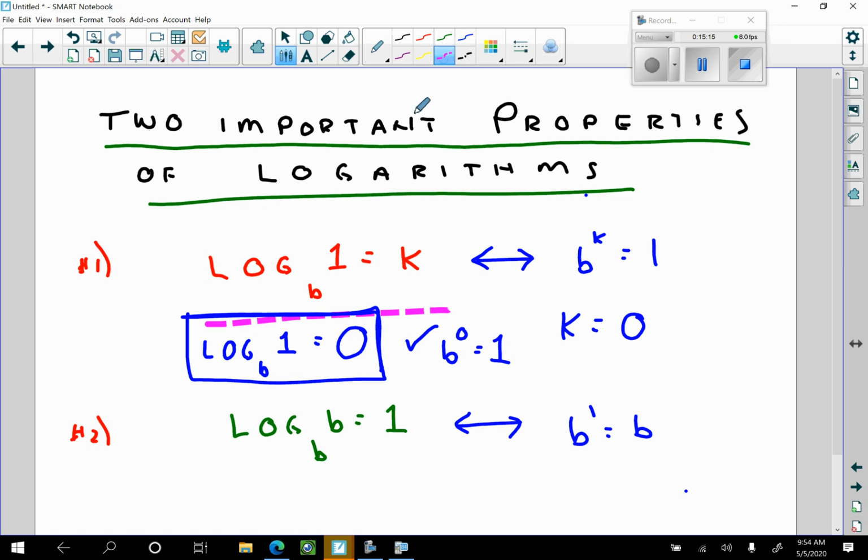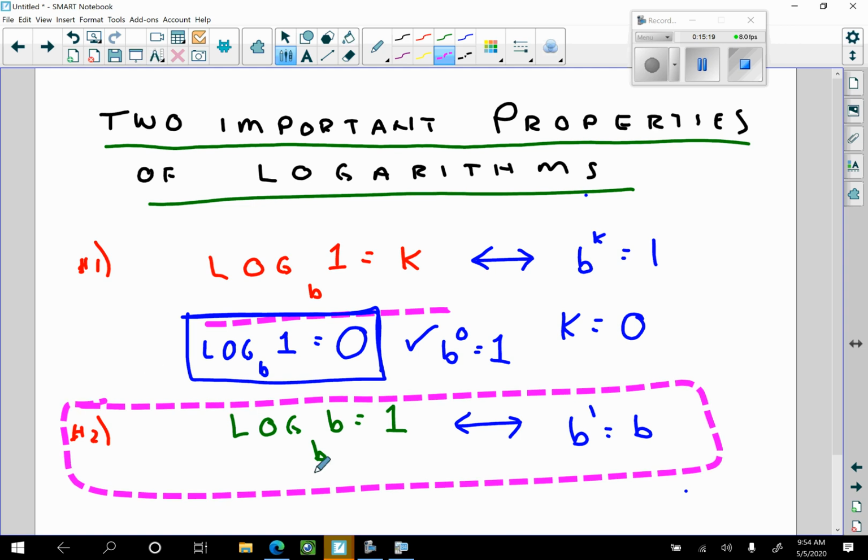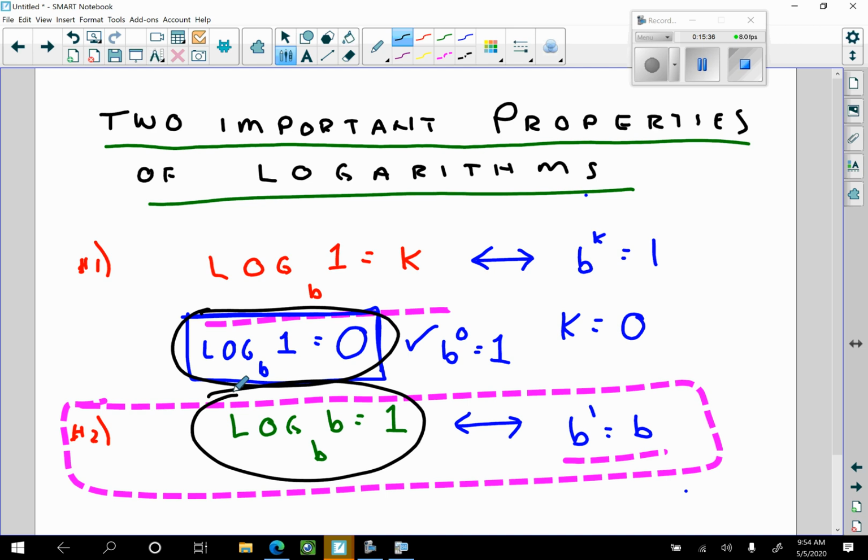Property number 2 is log base b of b is 1. Why? Because b to the 1 is b. So these are two important properties, this one right here and this one right here, that flow directly from the definition.